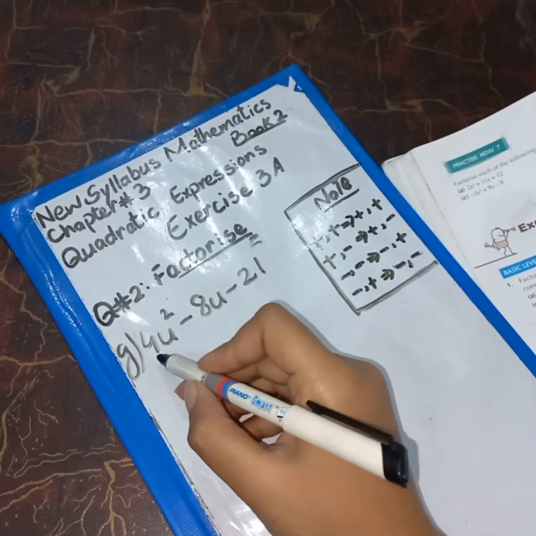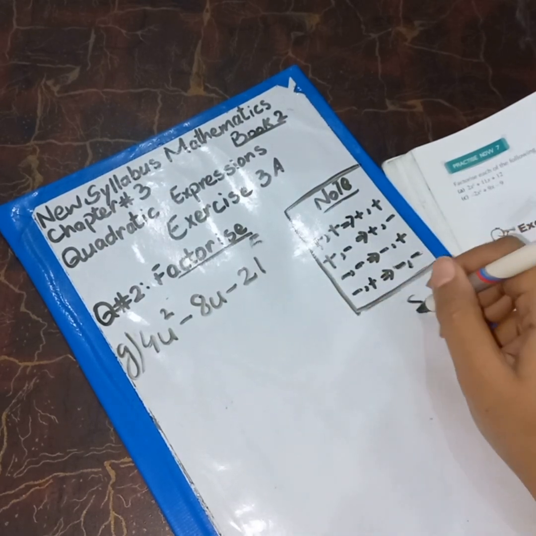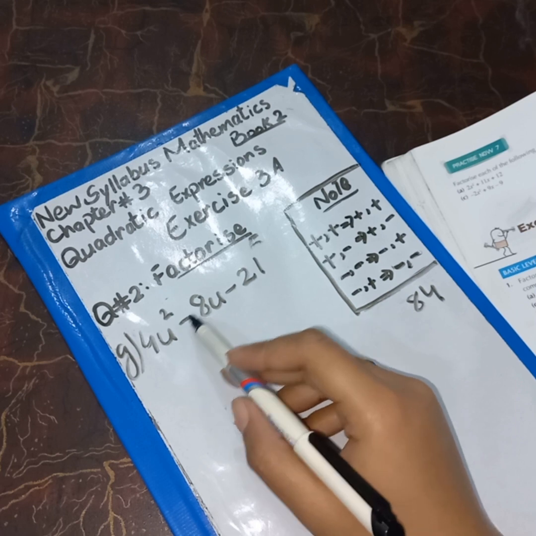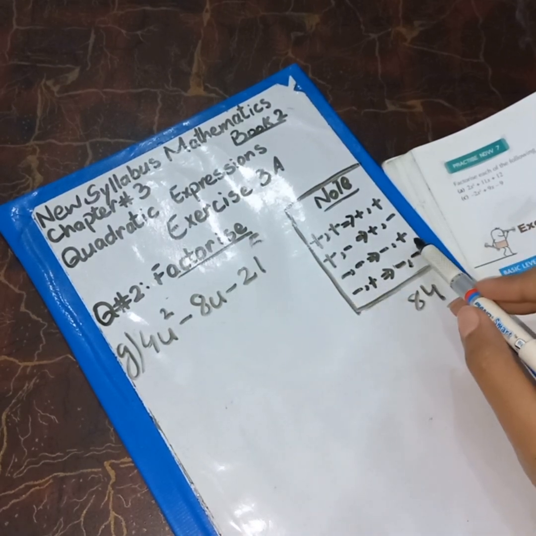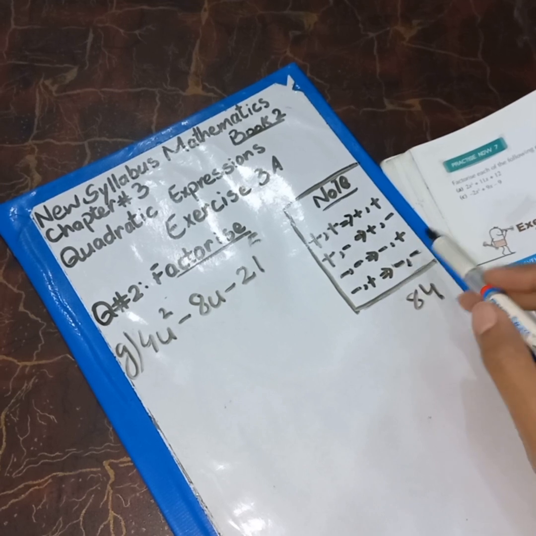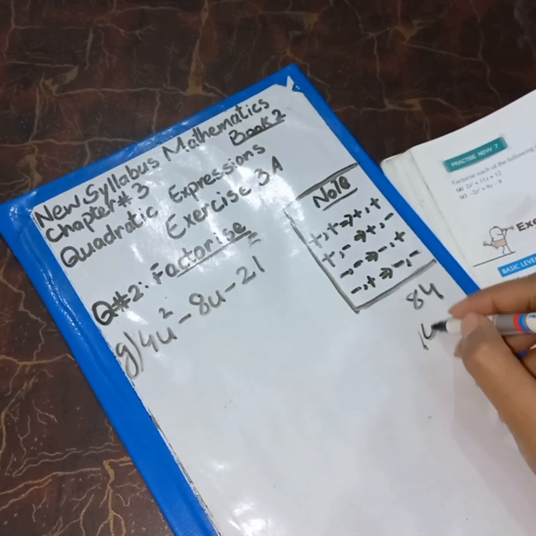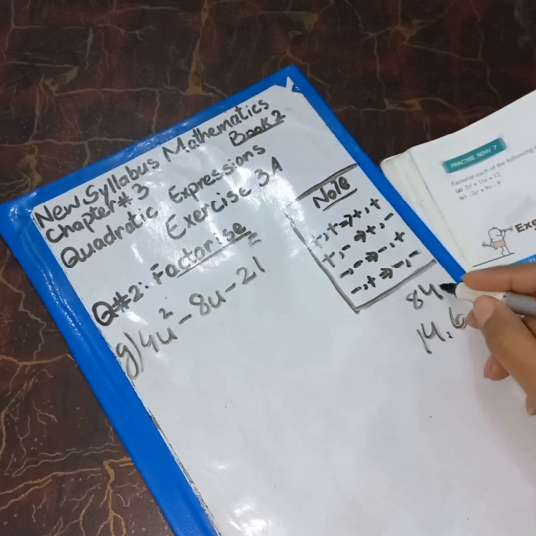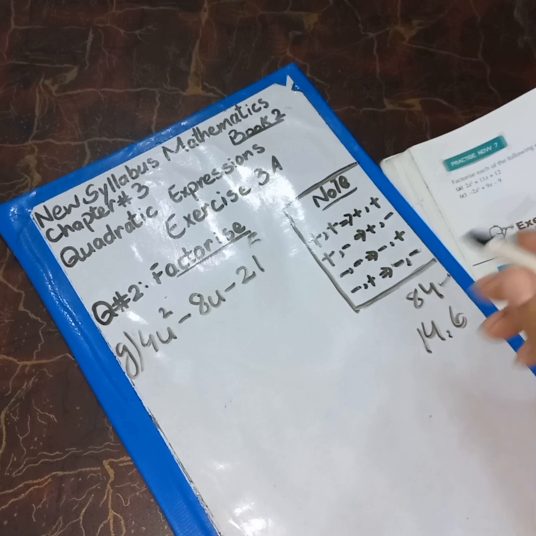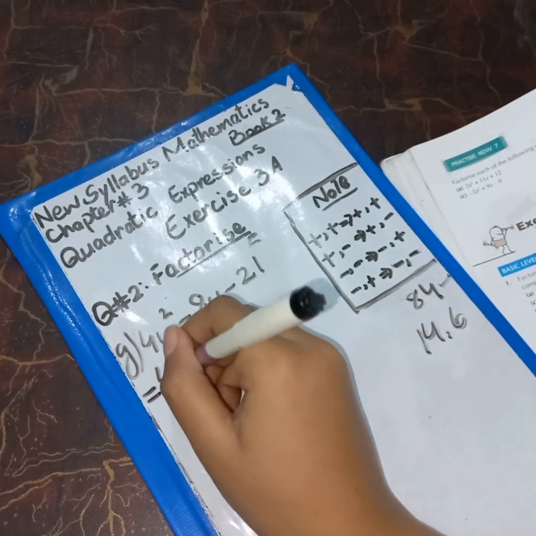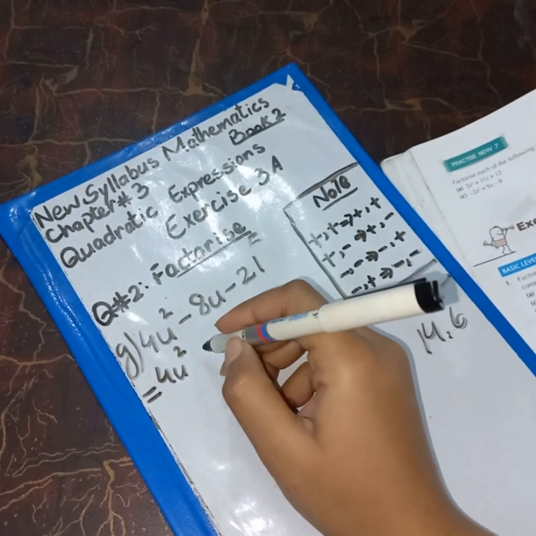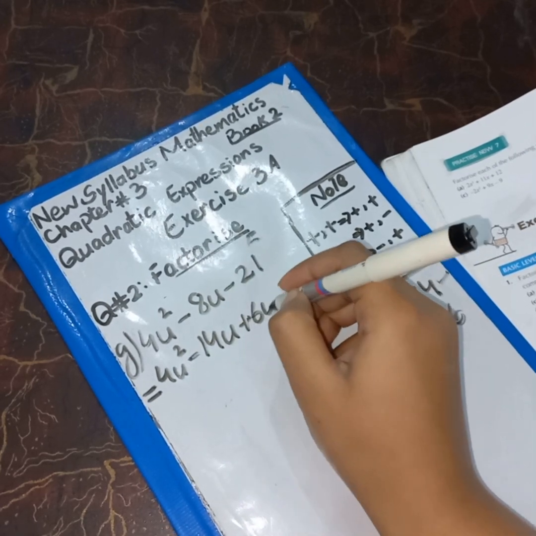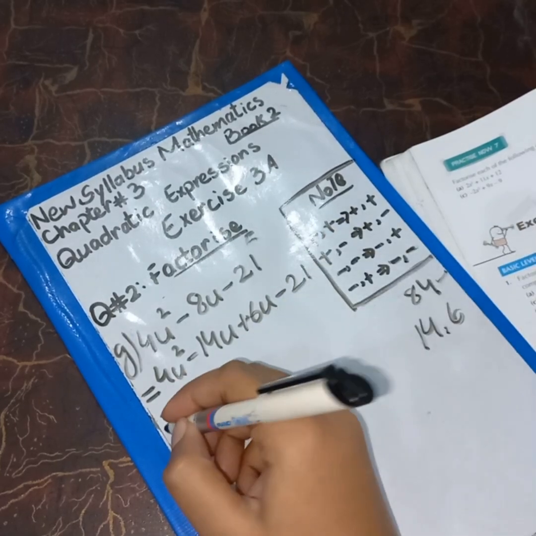Now in part G, 4 multiplied by 21 is 84 and we need 8 after subtraction, because for minus minus we need minus plus, and minus plus gives you subtraction. So the pair we can use is 14 and 6, because 14 multiplied by 6 is 84 and 14 minus 6 is 8. So write them in midterm breaking form: 4u square minus 14u plus 6u minus 21.